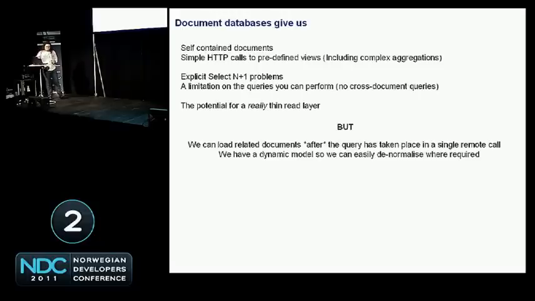But with Raven and with Couch to a certain extent, you can actually load related documents in a single call and pull things out. So you haven't got to denormalize. You can do this in a single remote call. And we have got a dynamic model. We're not having to look after a schema of sorts. We can just store data how we choose. We can normalize data how we please, which gives us real flexibility when building web applications.